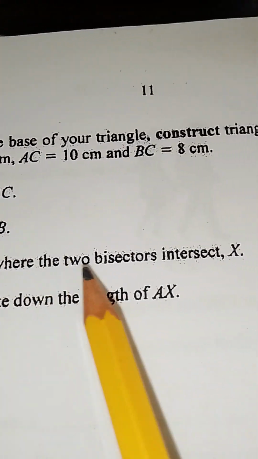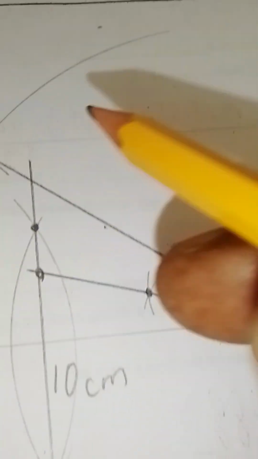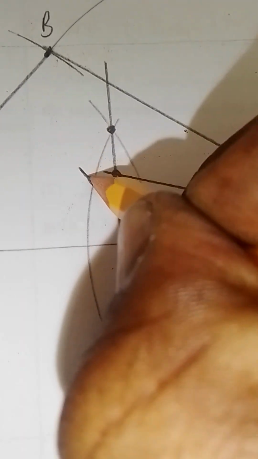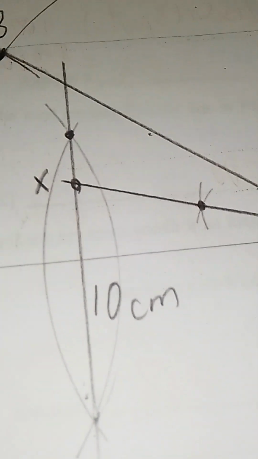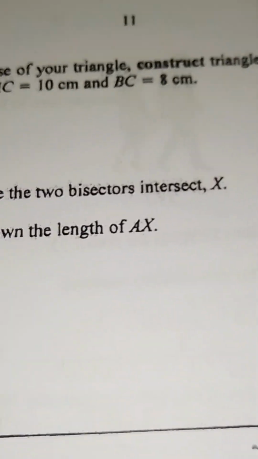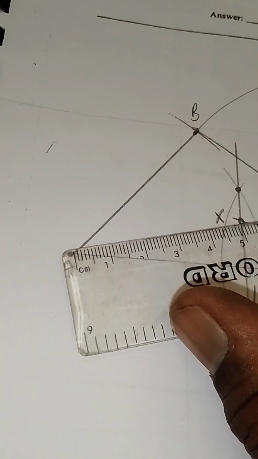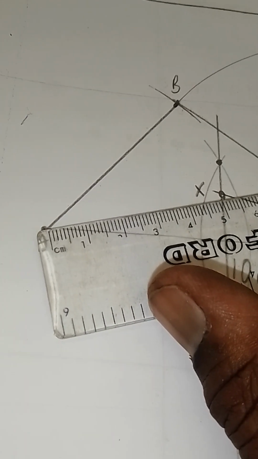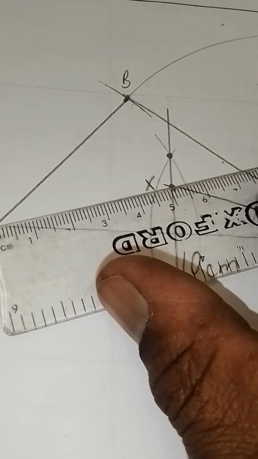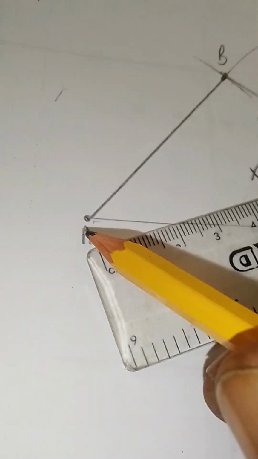Now what does it say? Label a point where the two bisectors intersect. I'm going to call this point X. See? X. Right? That point is X. And it says, measure and write down the length of AX. Now, I'm just doing what they say to do, which is a little strange, but I'm going to measure AX. That's going to be 5 centimeters, roughly. So I'm going to write down 5 centimeters. You see that? So AX is from A to X. All right? Good.